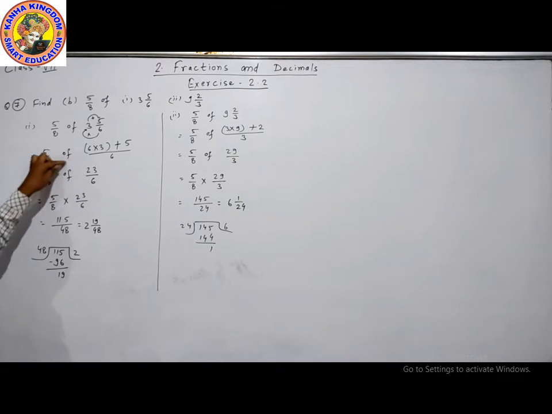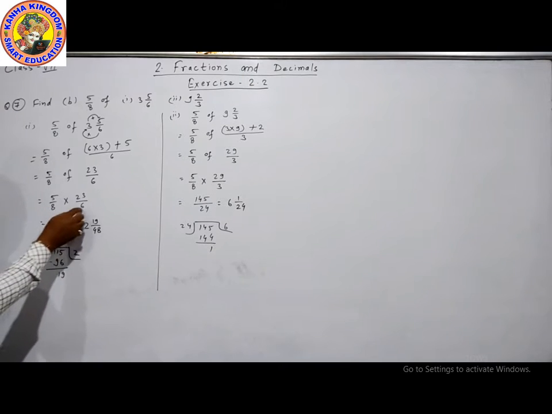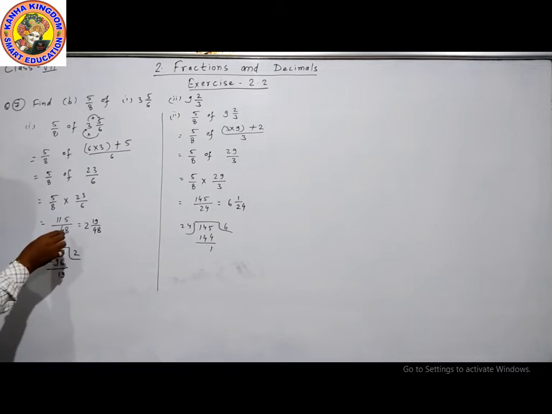Then "of" will be replaced by a multiply sign. By multiplication, we multiply numerator and denominator separately. 5 into 23 gets 115, 8 into 6 gets 48. We can change it into a mixed fraction number by dividing by 48.